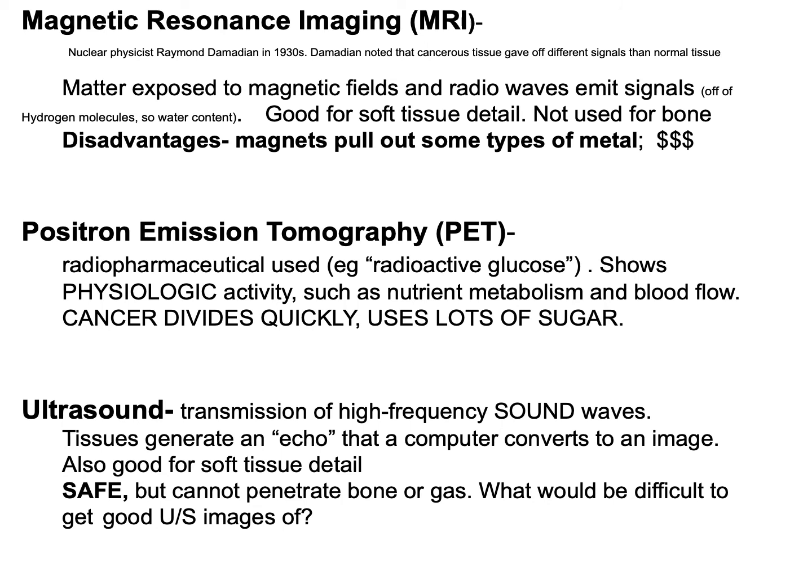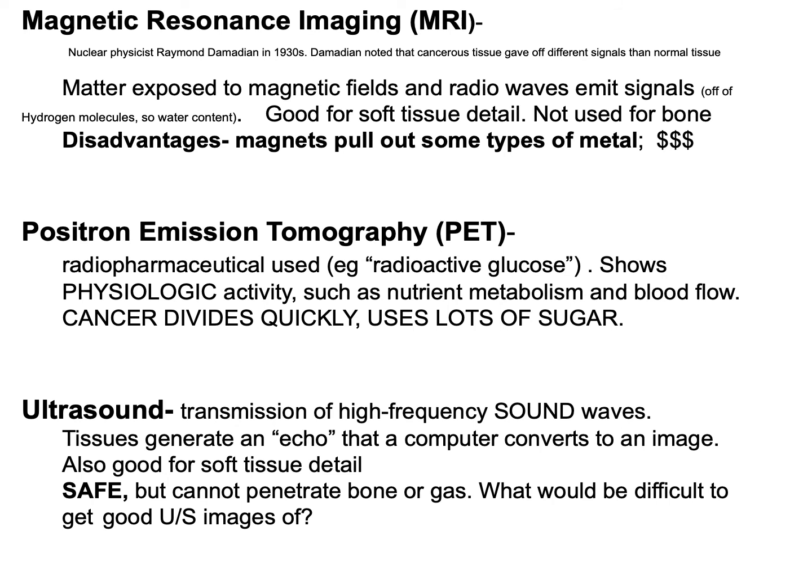MRIs are not using radiation. MRIs are using magnets. So what ends up happening is there's going to be movement because of the magnetic fields. You're going to have radio waves causing a signal. And you don't need to know all the details of this, but it's really not used for bone. It's great for soft tissue. So X-rays are great for bone. MRIs are really better for soft tissue. Soft tissue are things that aren't mineralized.